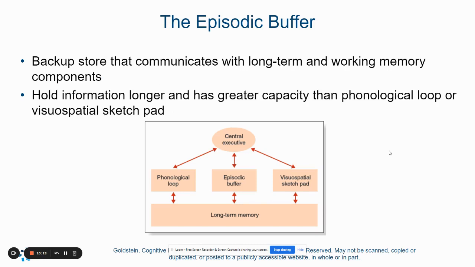It's also a backup store that communicates with long-term memory and working memory components. It holds information longer and has greater capacity than the phonological loop and the Visuospatial Sketch Pad. So when we think about the central executive, we can think about it as being sort of an overarching component of memory.